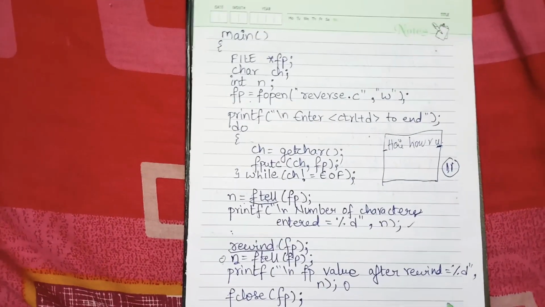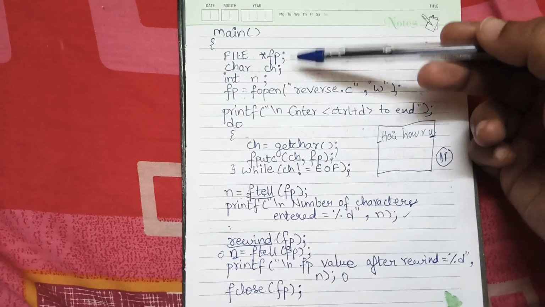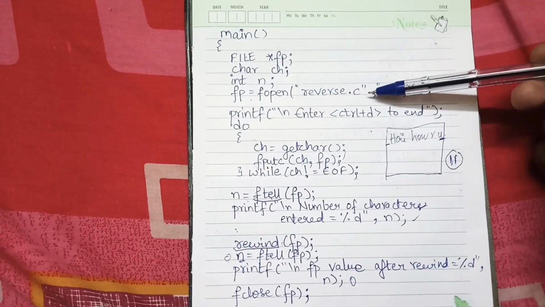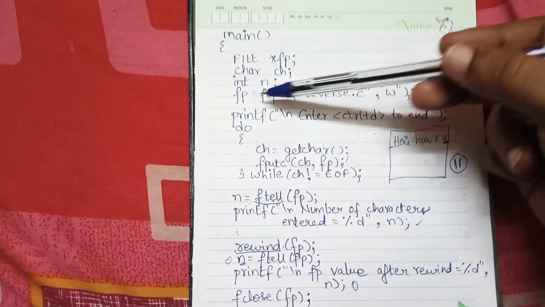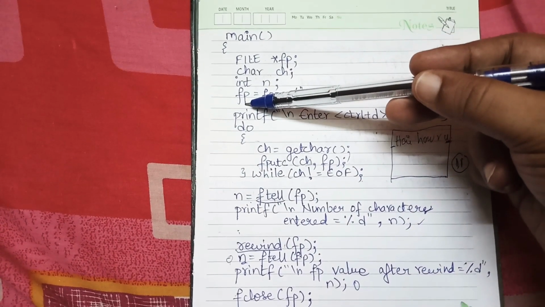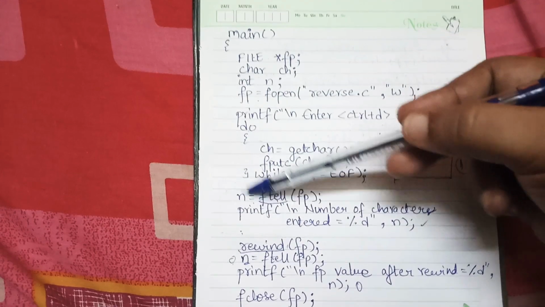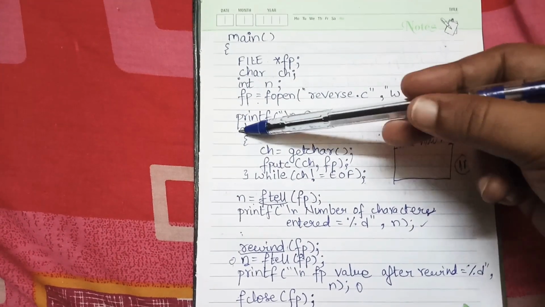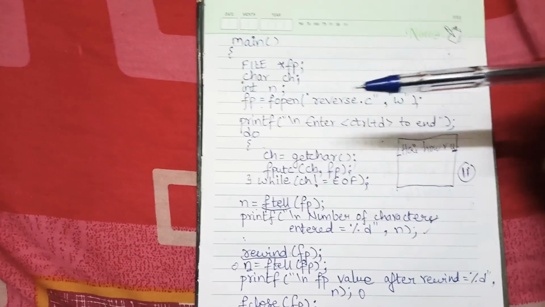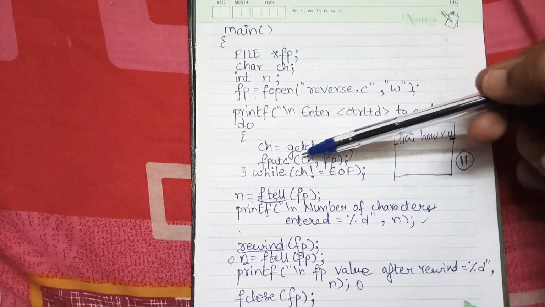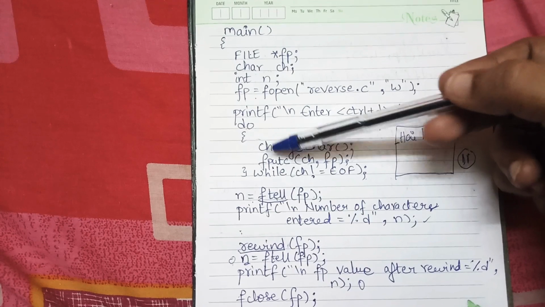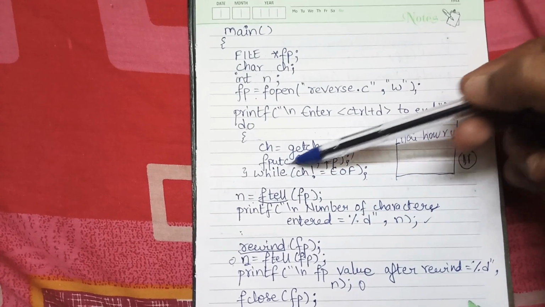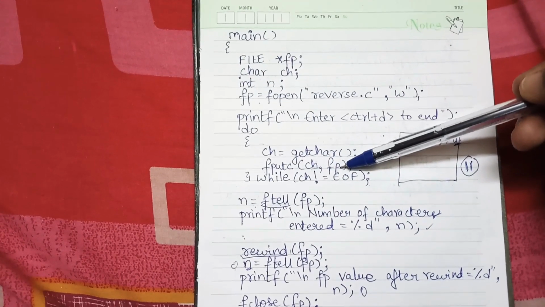Here is how that program works. I'm creating a file pointer fp, and I'm trying to open a C file called reverse.c in write mode, and I'm assigning that to fp. This is the code that we have already seen, how to enter text into a text file. I'm trying to get a character from the keyboard, placing it in ch, and putting the taken character into the file pointed to by fp.